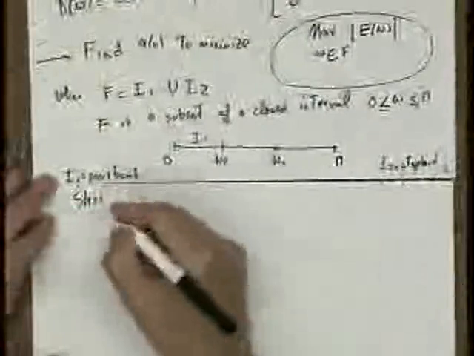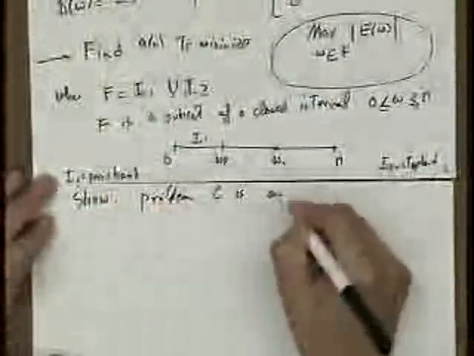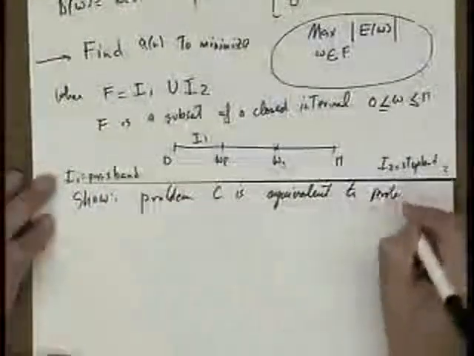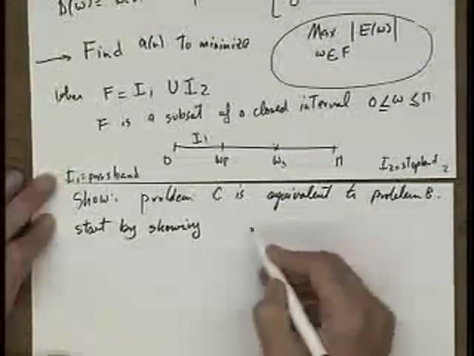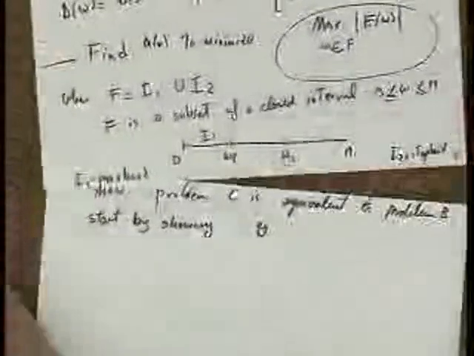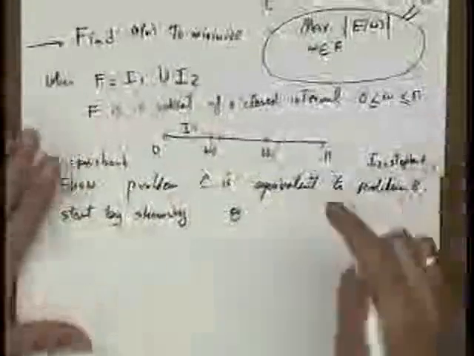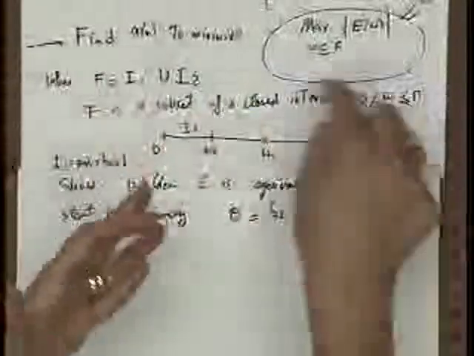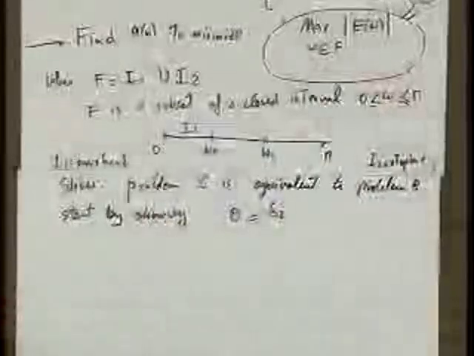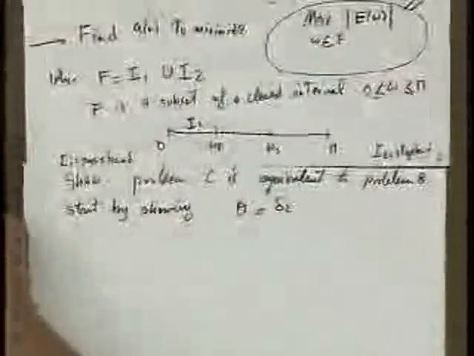What I want to show is that problem C is equivalent to problem B. In particular, I want to start by showing that theta, which I'll call this whole quantity, the maximum of the absolute value of E of omega for omega in the set F, is equal to delta 2. At least the thing we're minimizing should be the same. In both problem B and problem C, we're finding A of n to minimize something. That something is here in problem C, and it was delta 2 in problem B. So let's start by showing that, and then the rest of the stuff is a little bit easier.